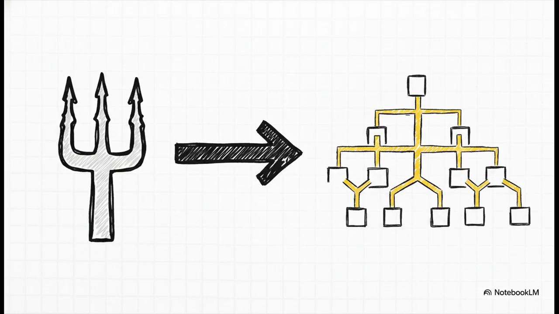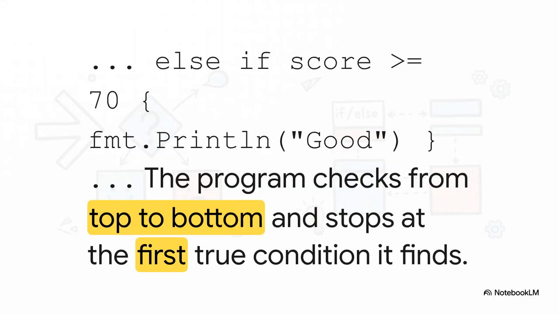That's perfect for two options, right? A simple yes or no. But let's be real, life is usually a lot more complicated than that. What if you've got multiple different conditions you need to check one after another? Well, for that, we use else if. Okay, so when you have more than two paths, you just chain them together with else if. Think of it like a waterfall.